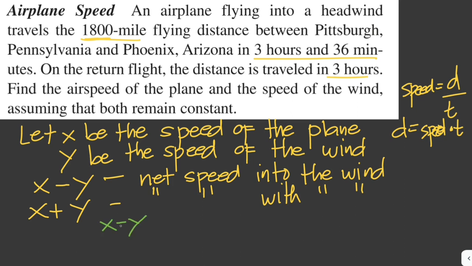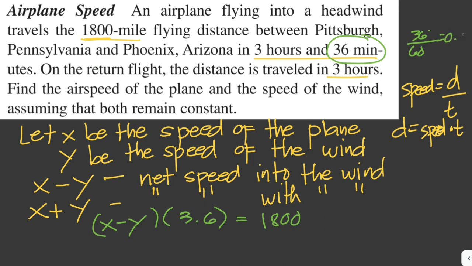The net speed into the wind times the number of hours, so it would be (x minus y) times 3.6 hours equals 1,800. You can convert 36 minutes to hours. We just divide 36 minutes by 60 minutes, so we get 0.6 hour. That's why this is 3.6. And then the other equation is with the wind, (x plus y) times 3 hours equals 1,800.